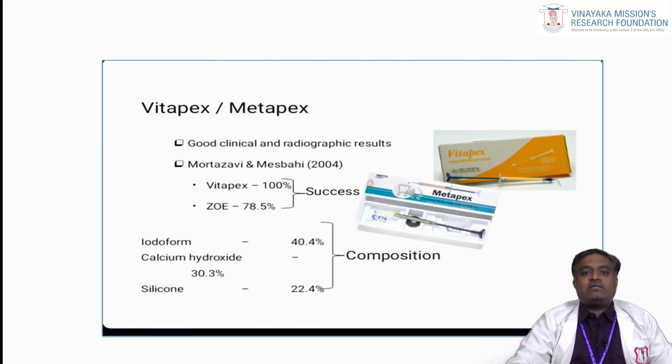Next is Vitapex or Metapex, which is commonly used. One is zinc oxide eugenol, and the other material we most commonly use is Vitapex or Metapex in case of an abscessed tooth. If there is no abscess and complete roots are there, we commonly use zinc oxide eugenol. If there is an abscess, or periolysis, or any furcal radiolucency, and you do the treatment in multiple visits, we can go with Metapex first, followed by zinc oxide eugenol after a few weeks.